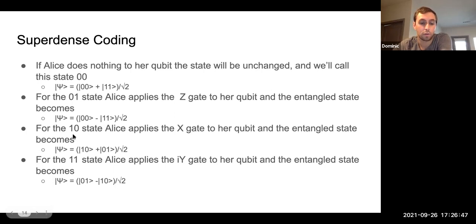Then for the 10 classical state, Alice can apply the X gate to her qubit, and the entangled state is then the 10 plus 01 over root 2 Bell state. And finally, for the 11 state classically, Alice will apply the iY gate to her qubit to change the entangled state into the 01 minus 10 over root 2 Bell state.